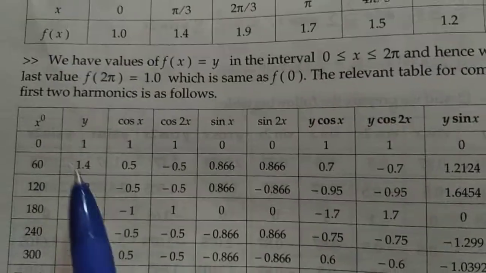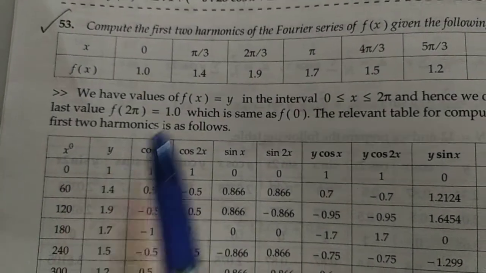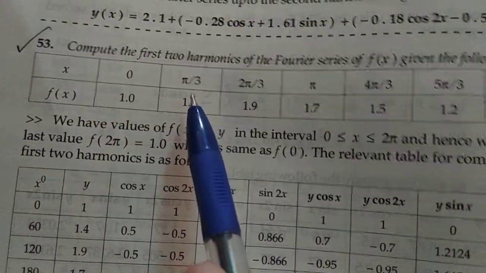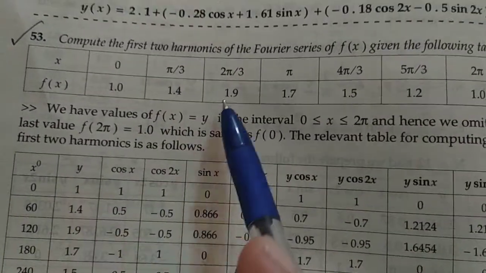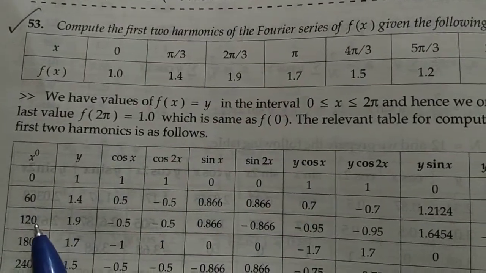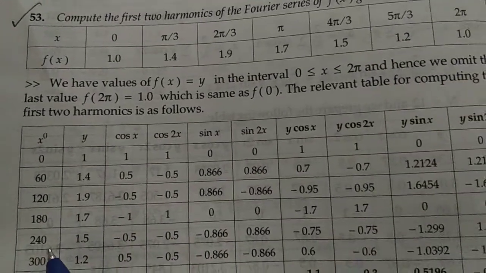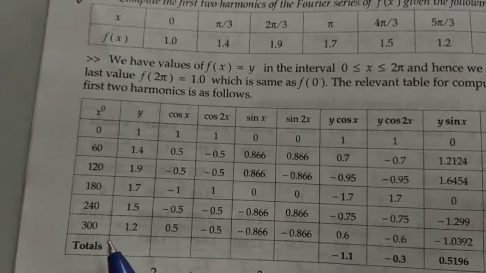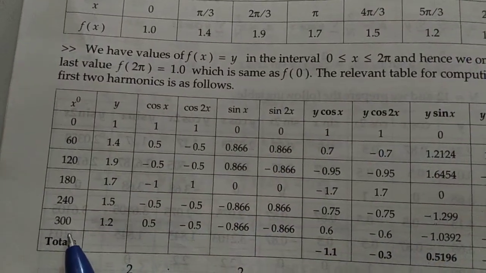So now you have to write the table. How to write the table? So x, you have to write 0. Then pi, you have to convert in terms of degrees. Pi by 3 means 180 by 3, so 60. 2 pi by 3 is 120. Pi is 180. And 4 pi by 3 is 240. And 5 pi by 3 is equal to 300, and 2 pi is 360.